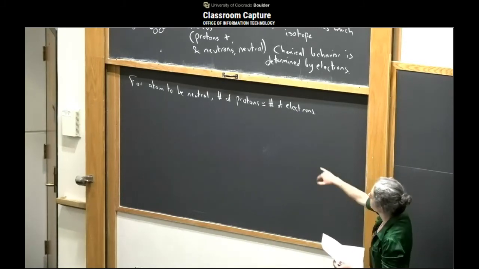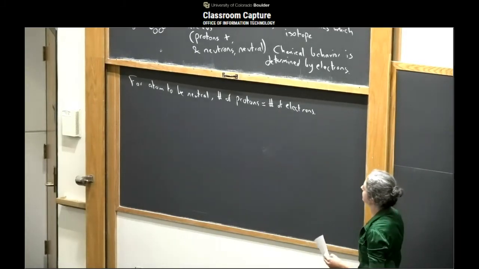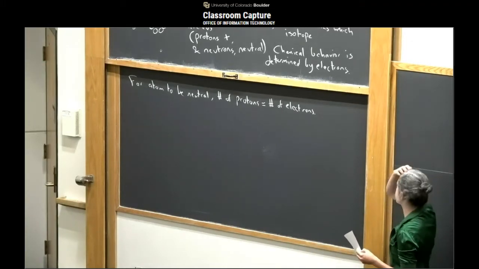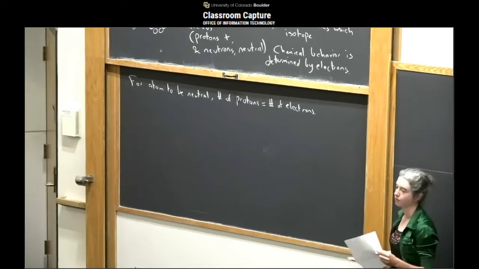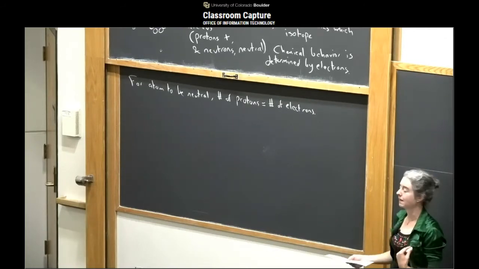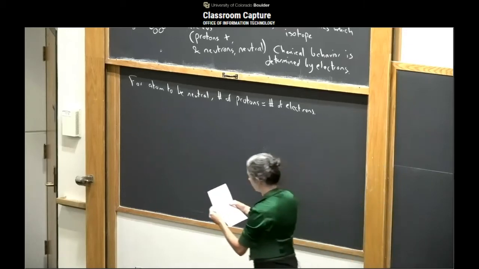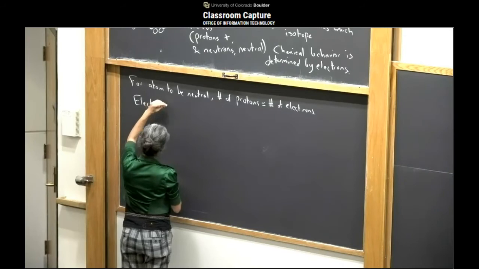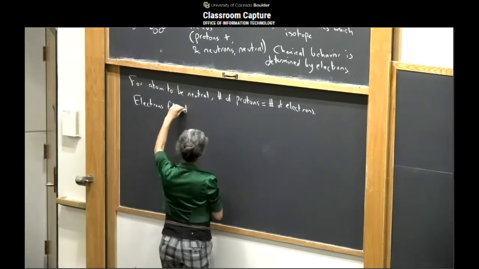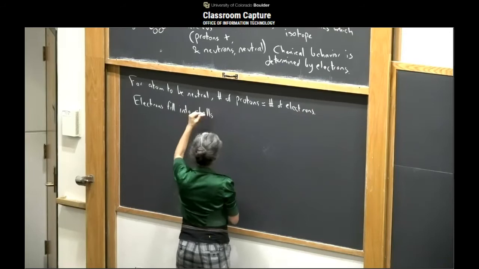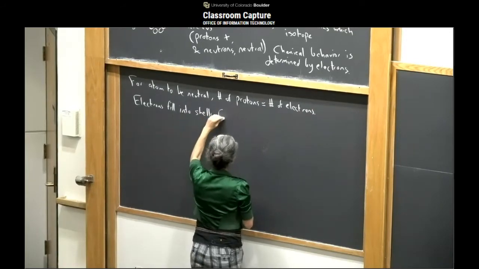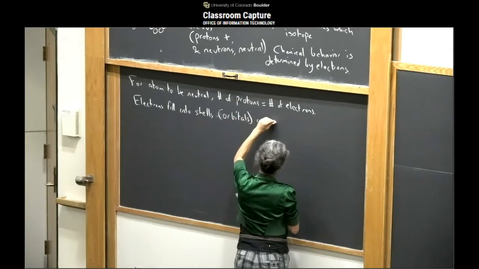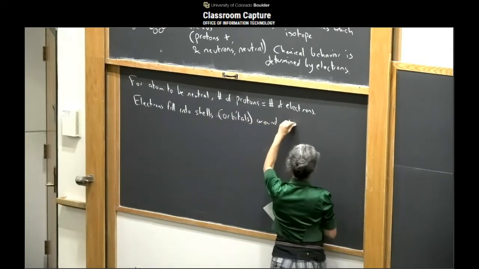Okay, so I said that this drawing of electrons is super oversimplified and inaccurate. So if we're really interested in the chemical behavior, we're going to have to dig a lot more into the structure and behavior of the electrons. So electrons fill into shells, otherwise known as orbitals, around the nucleus.